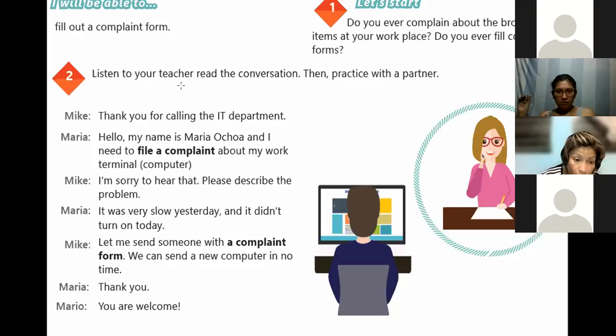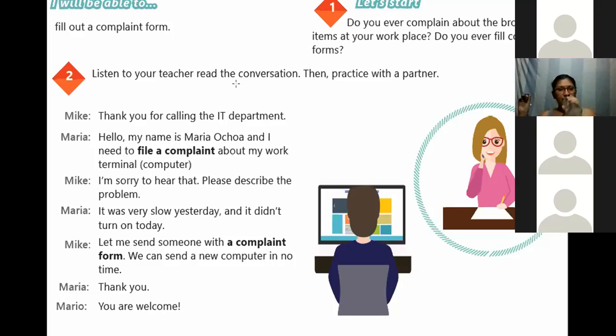Thank you for calling the IT department. Hello, my name is Maria Ochoa and I need to file a complaint about my work terminal, my computer. I'm sorry to hear that. Please describe the problem. It was very slow yesterday and it didn't turn on today. Let me send someone with a complaint form. We can send a new computer in no time. Thank you. You're welcome.